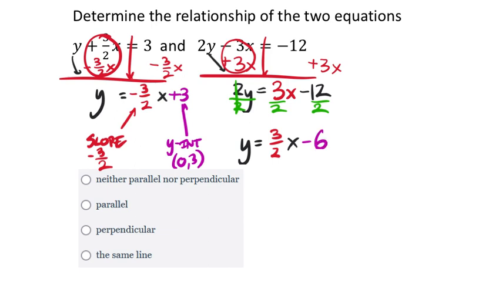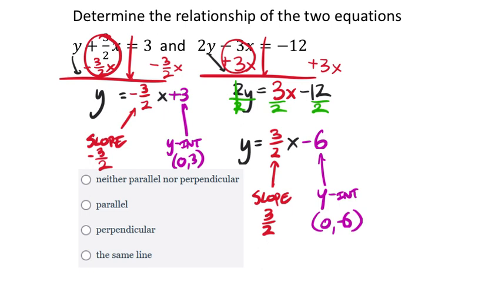So from that equation, I now have a slope, which is 3/2. And I have a y-intercept at 0, negative 6. So let's look, again, we just got to look first at the slopes. I got a slope of negative 3/2, and I got a slope of 3/2.